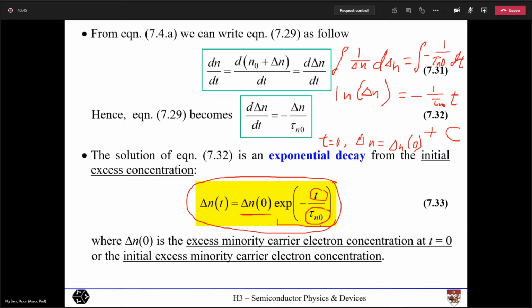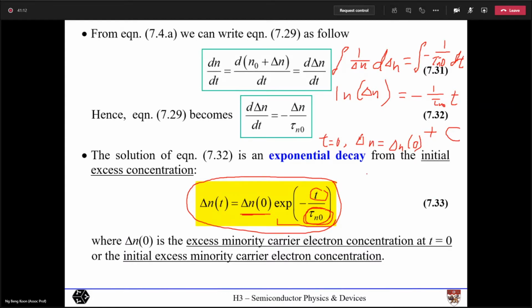There's a characteristic time parameter there, tau N naught, which describes how quickly the excess carrier will decay. That's why this term, tau N naught, is called the minority carrier lifetime. It quantifies how quickly this excess carrier would decrease and disappear. The larger the value, the steeper the exponential curve. That means it decreases faster, right?